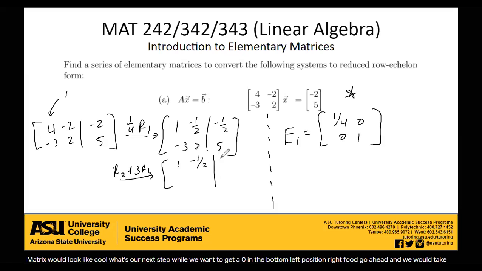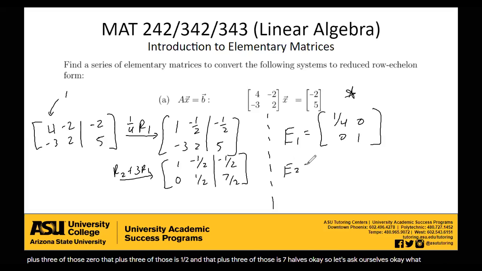Well, our first row is unaffected. We would do that plus 3 of those is 0. That plus 3 of those is 1/2. And that plus 3 of those is 7/2. Okay, so let's ask ourselves, what elementary matrix would that correspond to?